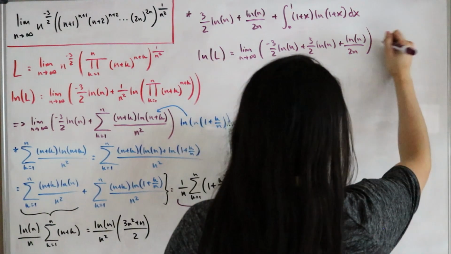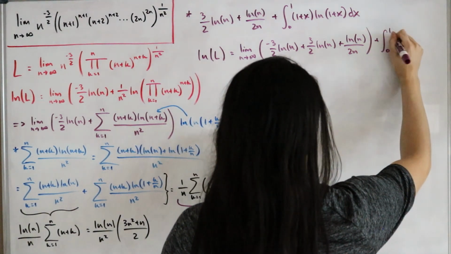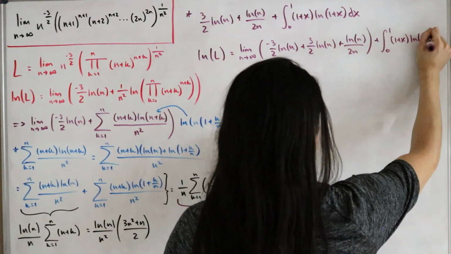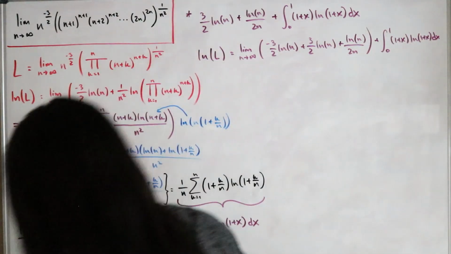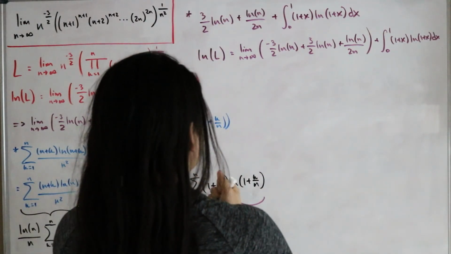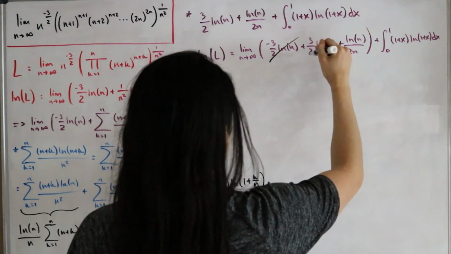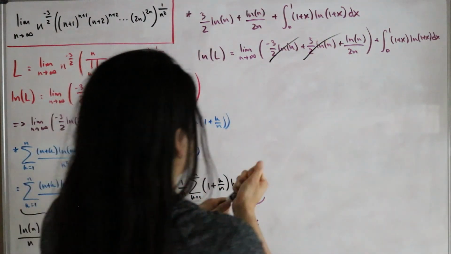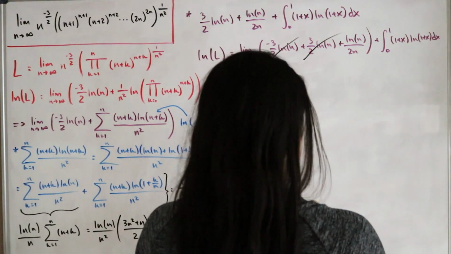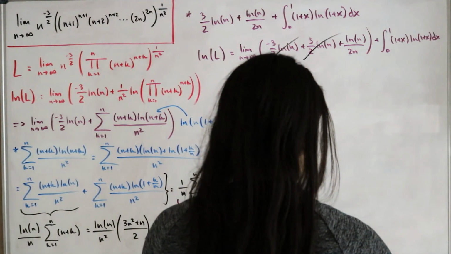And then now we have that plus the integral from 0 to 1 of 1 plus x multiplied by the natural log of 1 plus x, and then dx. So you'll notice that, of course, we have some terms that cancel out. The 3 over 2 ln terms are going to cancel out, and so we just have this term and we still have this integral to calculate.